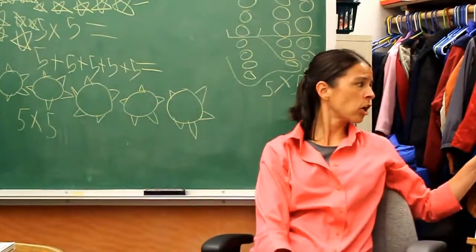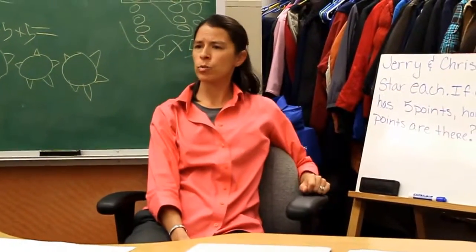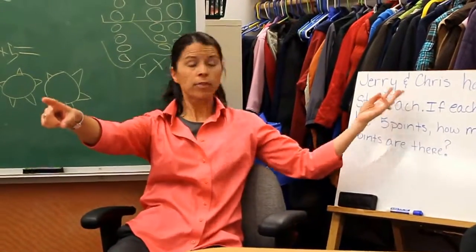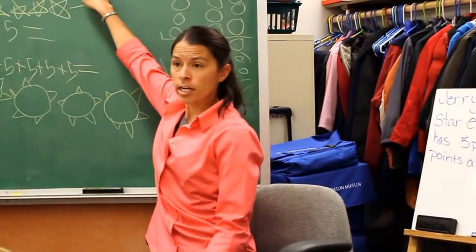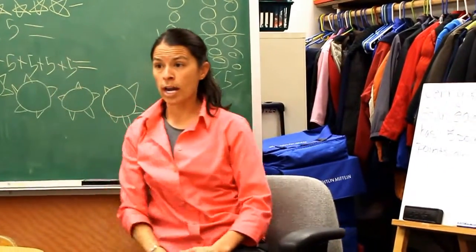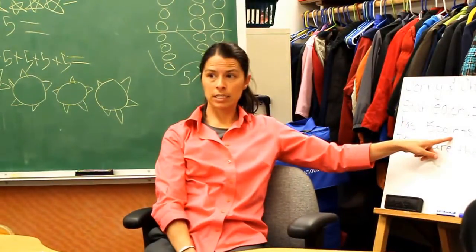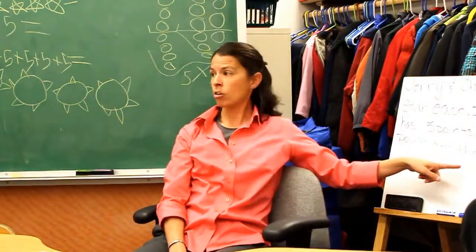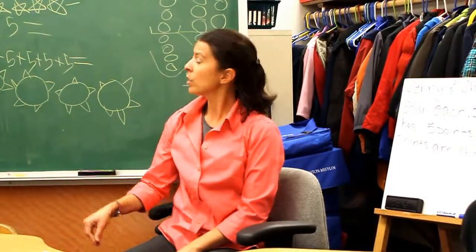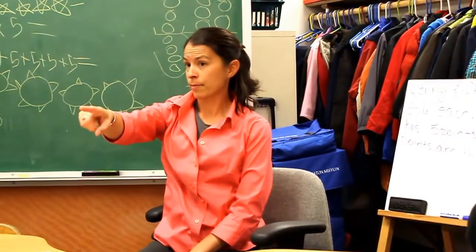Jerry and Chris have 5 stars each. So how many groups of 5 did we need right here? You were right the first time. Here's Jerry, here's Chris. They each have 5 stars each, right? If each star has 5 points, how many points are there? We will put that back when we're done. I'm going to write a message for Miss Wells when we put it back. All right, so you were on the right track.